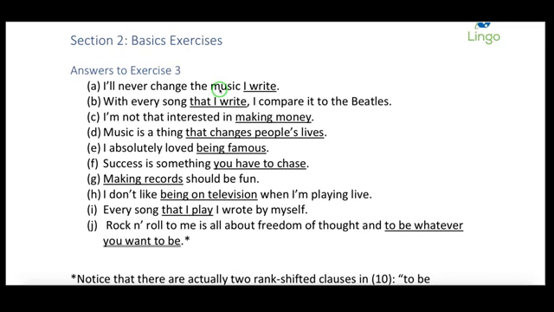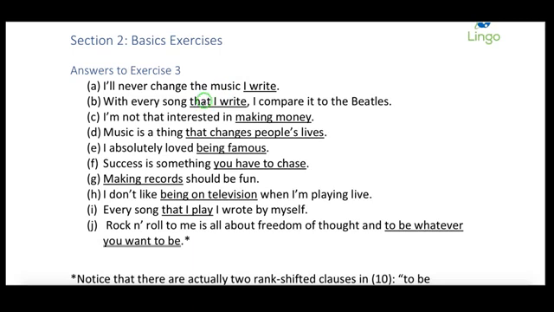Another way of thinking about this is, you could remove that part, I write. I'll never change the music. And the meaning hasn't really changed a lot, has it? It's still, I'll never change the music, but we just have one extra clause which is giving extra information to music. In the same way, with every song that I write, I compare it to the Beatles. That I write is qualifying the noun song, just like I write is qualifying the noun music.